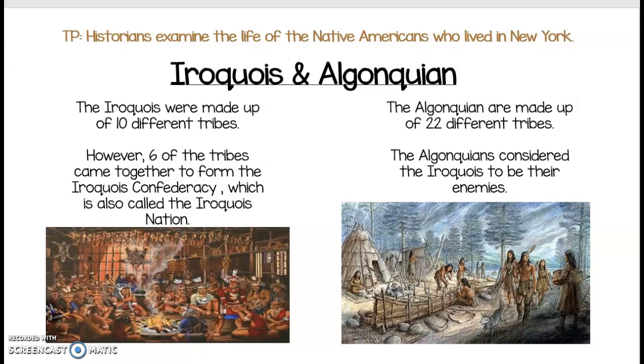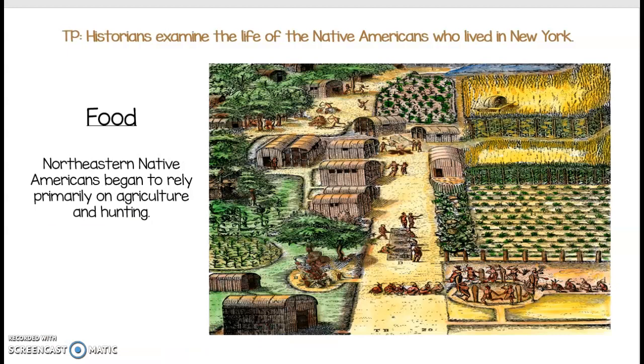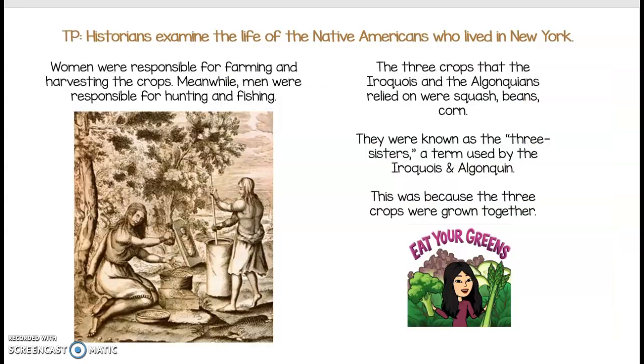And we're going to talk about one similarity that both tribes had, and it was that they relied primarily on agriculture, which means farming, and hunting. They also believed that women were responsible for farming and harvesting the crops. Meanwhile, men were responsible for hunting and fishing. So the three crops that the Iroquois and the Algonquin relied on were squash, beans, and corn, and they were known as the three sister crops. And this was because these three crops were always grown together.